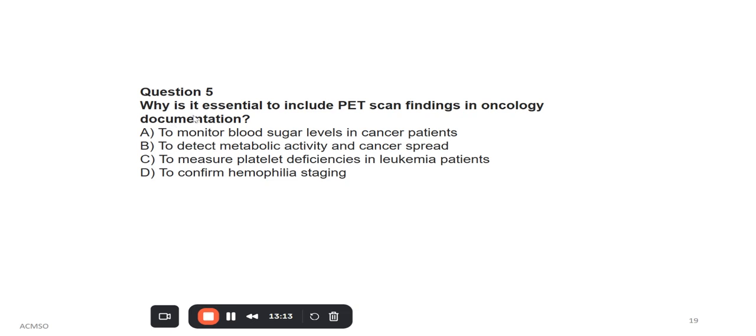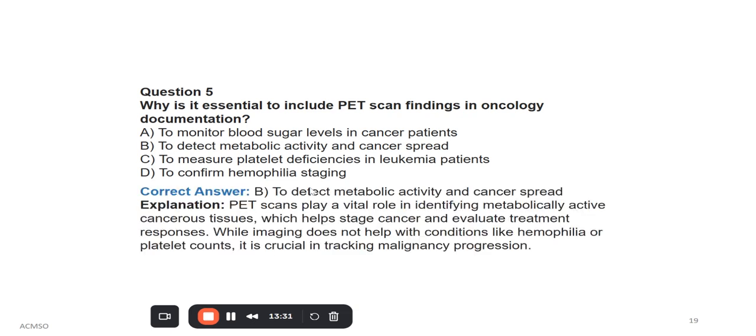Question 5. Why is it essential to include PET scan findings in oncology documentation? A, to monitor blood sugar levels in cancer patients. B, to detect metabolic activity in cancer cells. C, to measure platelet deficiencies in leukemia patients. Or D, to confirm hemophilia staging.